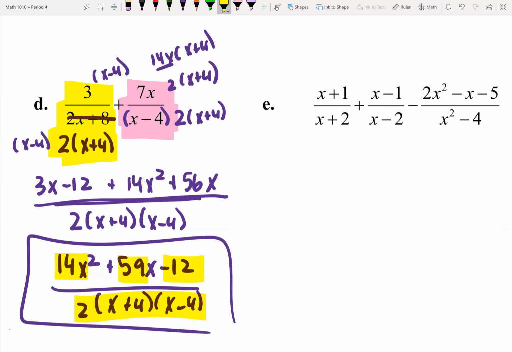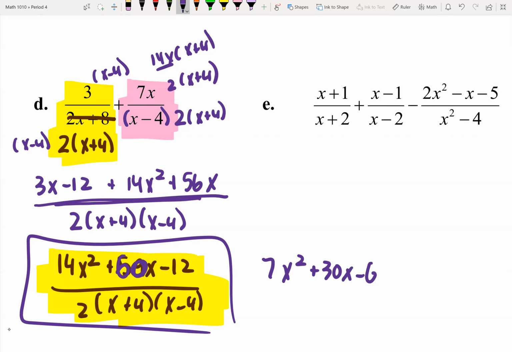Okay, I can't do anything because the 59's ruining it, so there's nothing I can do. Okay, who says I'm good? If you could simplify it, then would you simplify in the parentheses too? So here's what you do. If this were a 60, don't change your notes, but if that were a 60, then I'd divide everything by 2. So it's 7x squared plus 30x minus 6 over (x plus 4)(x minus 4). You okay? Yeah. Good question.